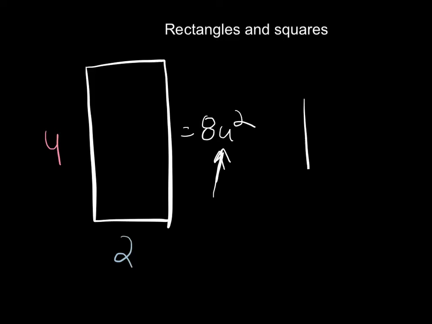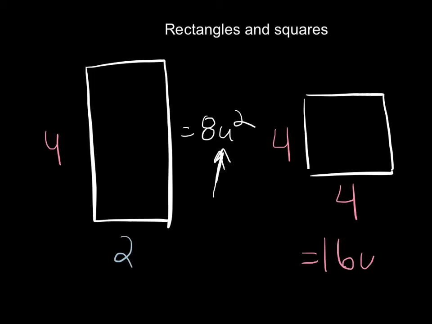Problems with squares might be a little tricky. Problems will assume that if you know one side, you know all other sides, because squares have to have equal sides. In this case, you can just do 4 times 4, and that will give you 16 units squared.